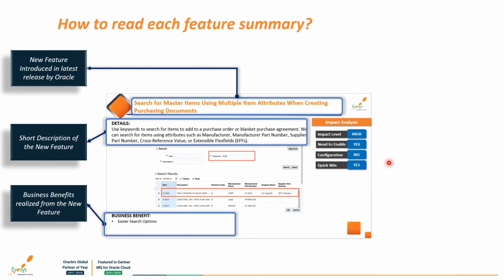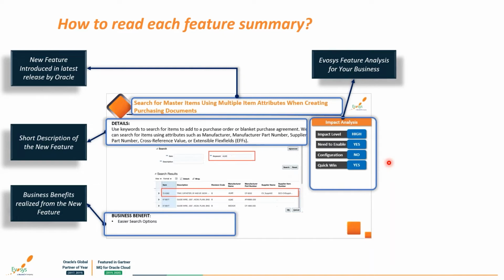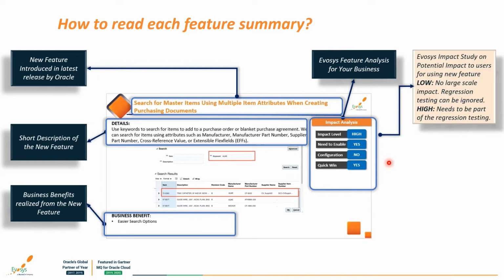There are four important components where we have done in-depth analysis of the features which we are going to present to you today. The first one is impact level analysis, which demonstrates the impact on the end user. If it's a low impact, then regression testing can be avoided. If it's a high impact, then we need to opt for regression testing.